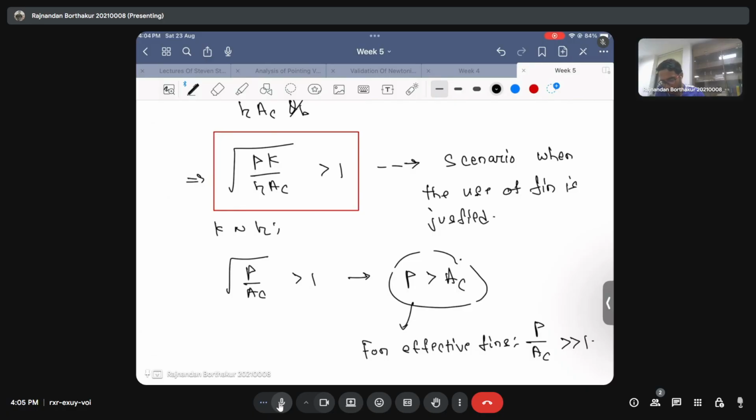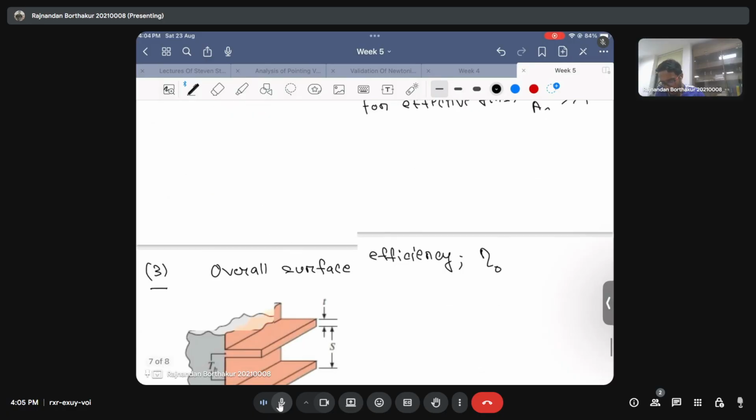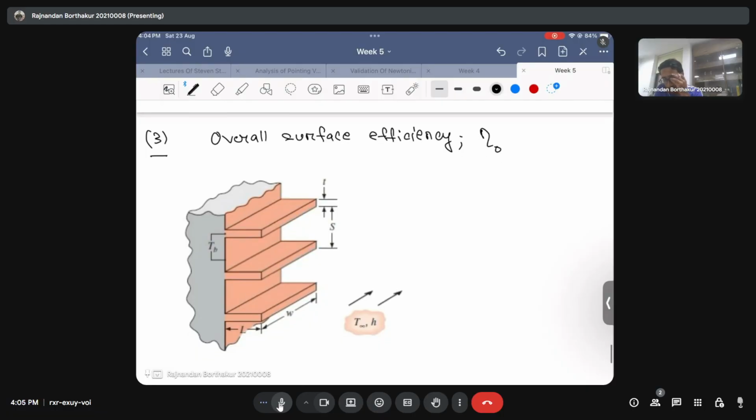All right. If no question, then we will look into an important aspect in fin literature, that is known as the overall fin efficiency. Until now, what we have seen is a base surface, and from the base surface there is a single extended surface that we just now considered. For instance, a circular aluminum rod that is being attached to a wall, and things like that.